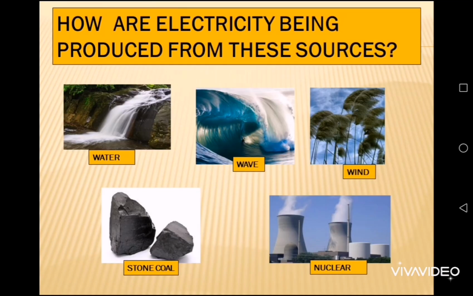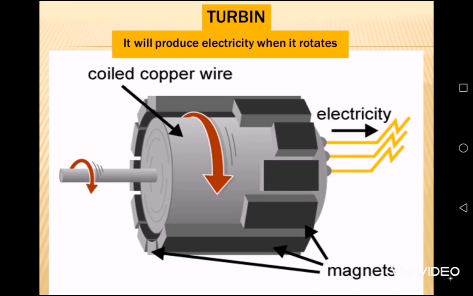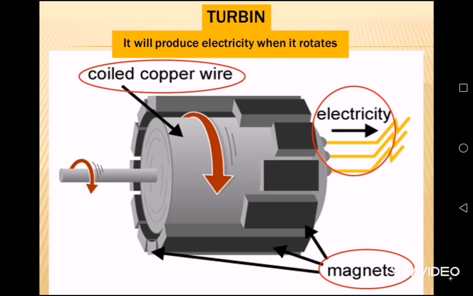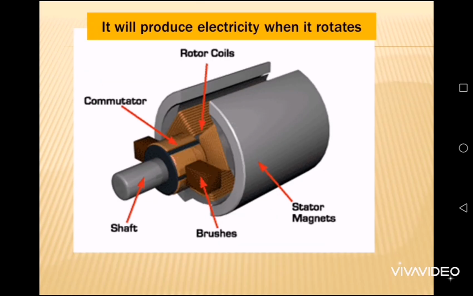But how can these sources produce electricity? The answer is by using turbines. Turbines produce electricity when they rotate. Inside a turbine, there are copper wires, which are surrounded by magnets. When a turbine rotates, it will produce electricity, but it must be rotated continuously.